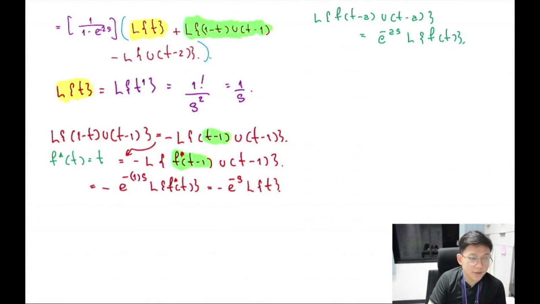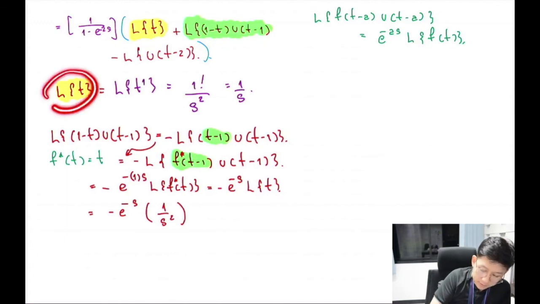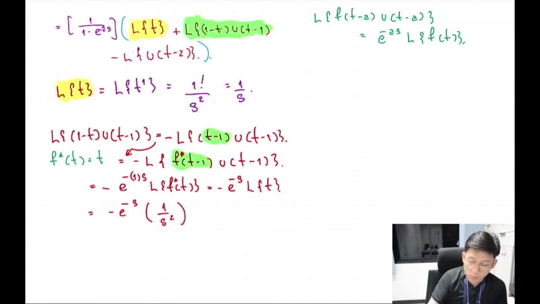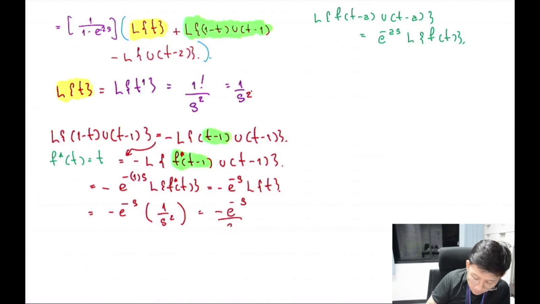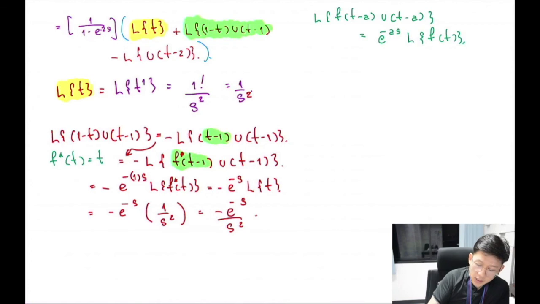Okay, the Laplace transform of t is 1 over s squared. We did that already. So for this term, it's going to be minus e to the minus s over s squared. Okay, and that is done.